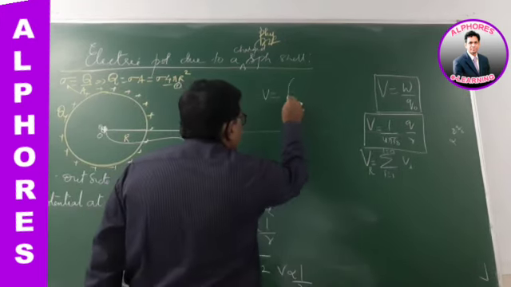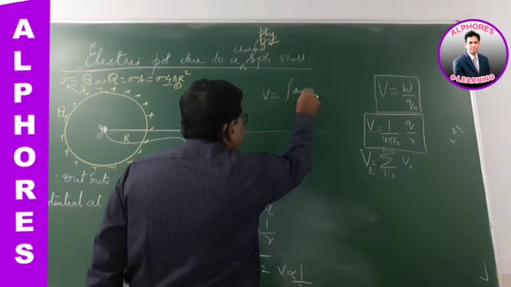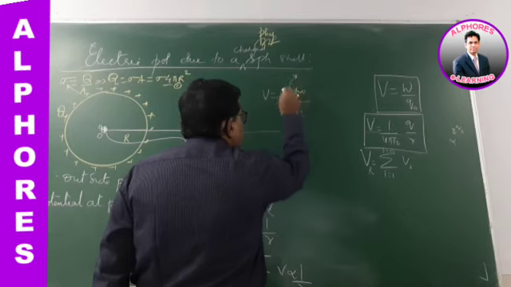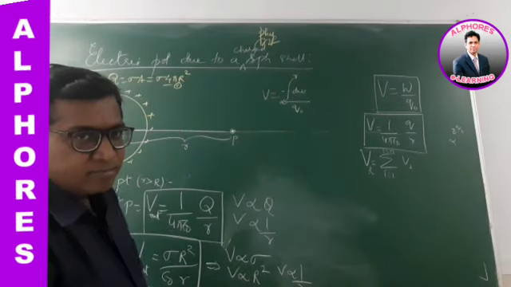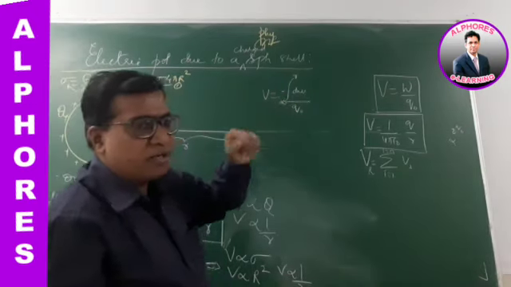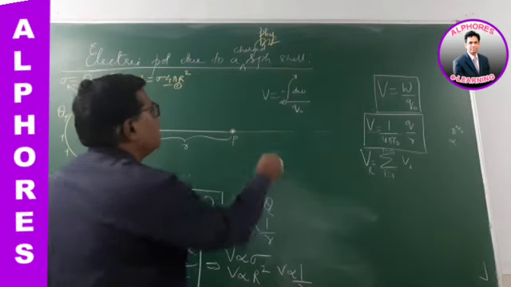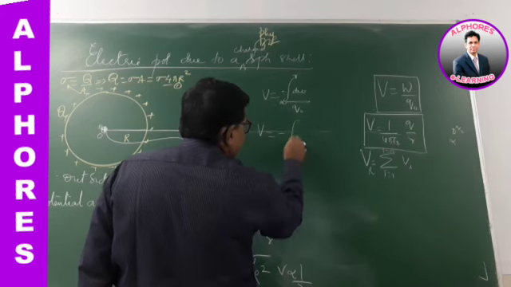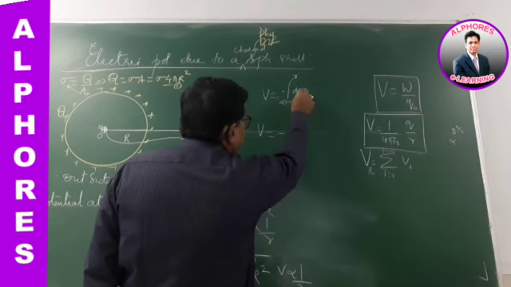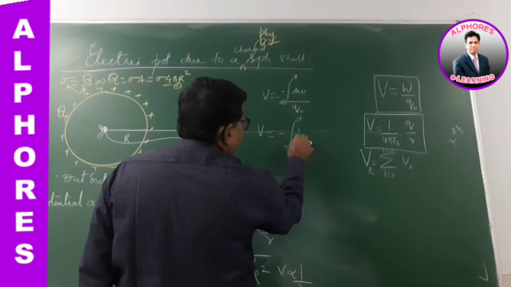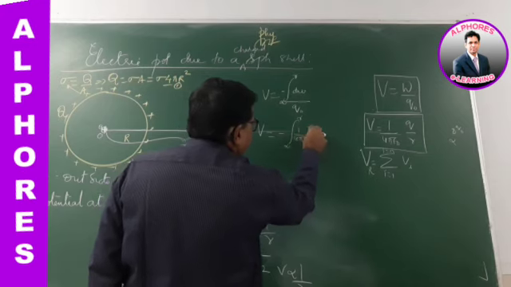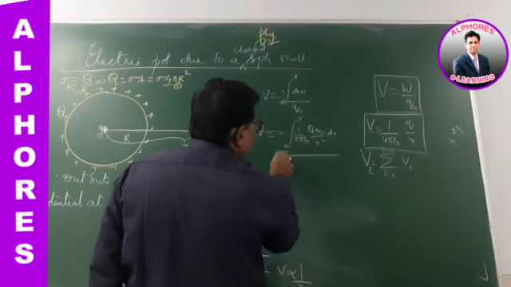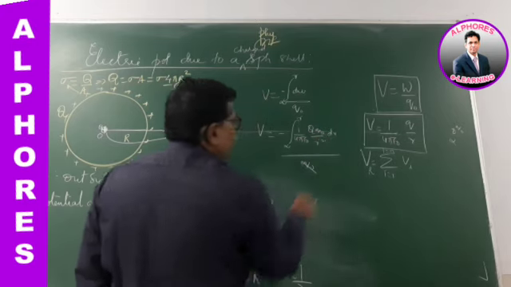Potential V is the total work done in moving a unit positive test charge from infinity to the point in the field against the field. So the potential is minus the work done, force into displacement. So it is the integral from infinity to r. Work done is force. Force is the Coulomb force, 1 by 4 pi epsilon naught, capital Q small q naught by r square, dr by q naught. Well, q naught cancels.